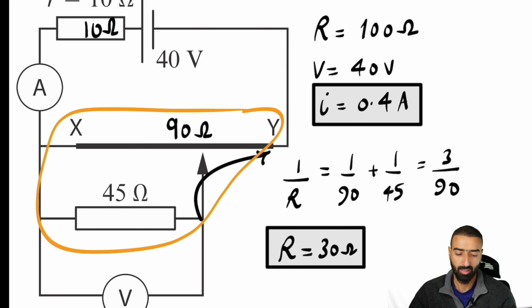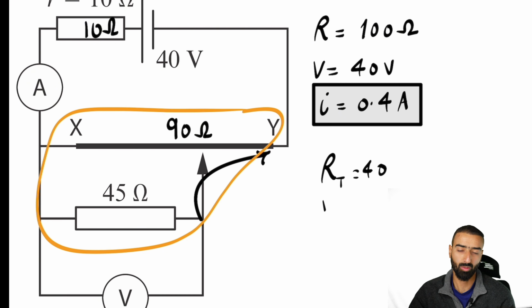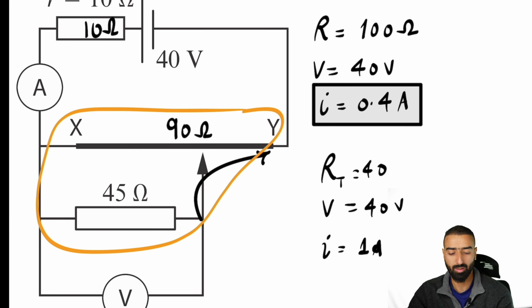Alright, now this 30 ohm is in series with the 10 ohm here, so the total resistance is 40 ohms. Now if the total resistance is 40 ohms and the voltage is 40 volts, current has to be 1 ampere. Alright, if the current is 1 ampere, that 1 ampere flows through this and enters this end of the circuit.